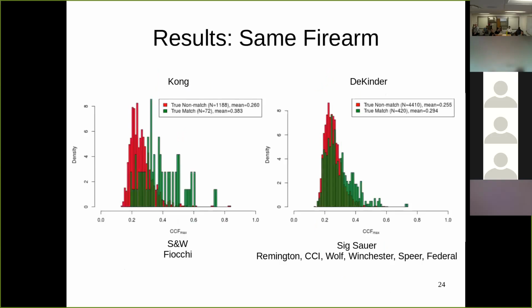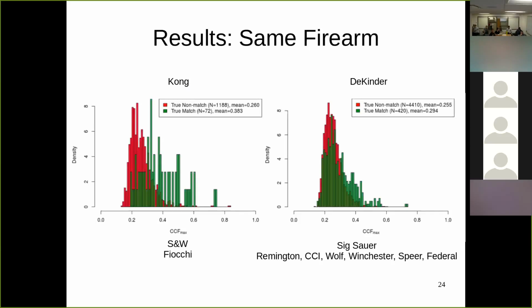Okay. So next, these are the results from what I call the same firearm types of studies. We have 2. Kong on the left used 12 copies of the same Smith & Wesson firearm, and they're using the same ammunition brand. Dekinder on the right uses 10 copies of the same firearm, and they fire many different ammunition brands. So we can see here that the results are much poorer compared to what I had on the previous slide.